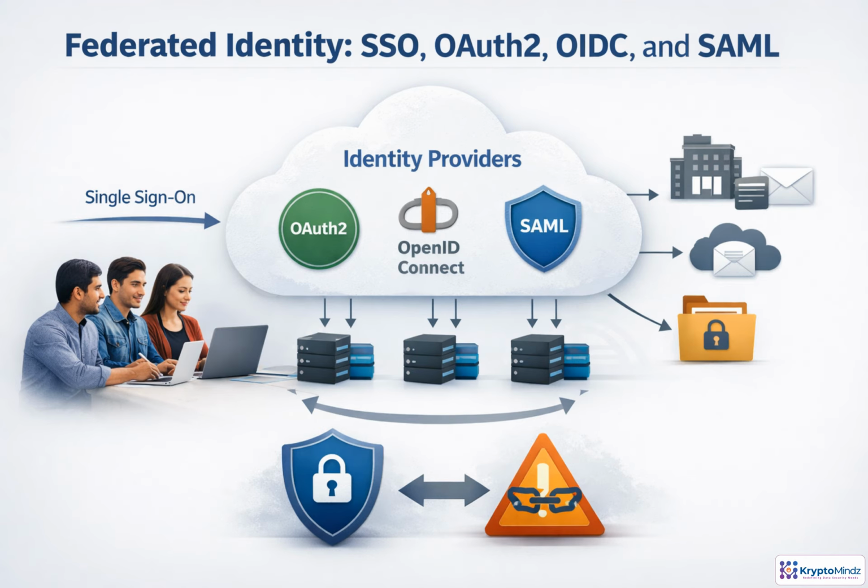Federated identity changes where login is handled. Instead of managing every account directly, an app trusts an identity provider to authenticate the user and issue proof of identity or permissions. SSO is the user experience. Sign in once, use many apps. OAuth 2 delegates access, often through API access tokens. OpenID Connect builds on OAuth 2 to confirm who the user is. SAML is older, but still common for enterprise workforce SSOs. The trade-off is convenience and central control, balanced against provider dependency and careful trust configuration.